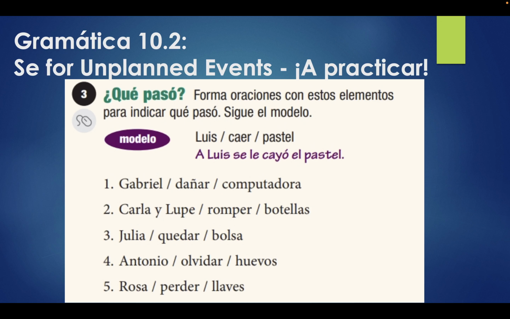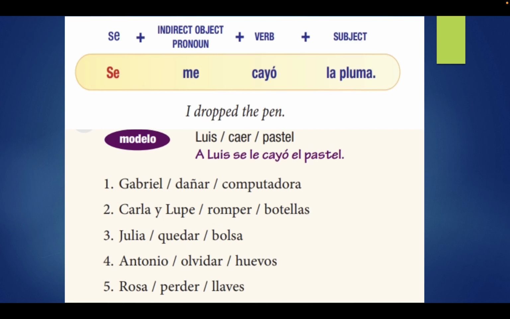So we always start with a se. We know we're talking about Gabriel, which will be to or for him. So we need an indirect object pronoun referring to or for him, which in this case should be le. So se le, and then we want to take our verb dañar and make it agree with computadora. So se le, we chop off our AR in dañar. We know that computadora would be an it. So we get se le dañó la computadora.